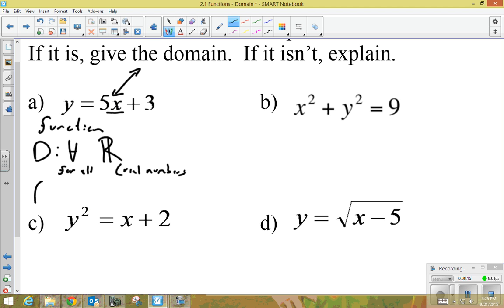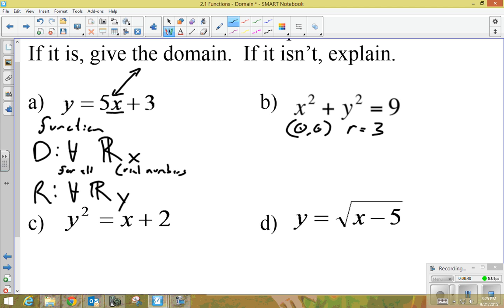So for my range of this function, again, it's going to go down and up forever. It's for all real. Sometimes we'll put for all real y's, for all real x's as well there. So B, x squared plus y squared equals 9. We know that this is going to be a circle with a center at 0, 0, and a radius equal to square root of 9, which is 3.